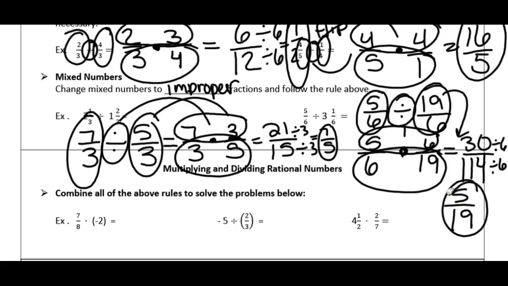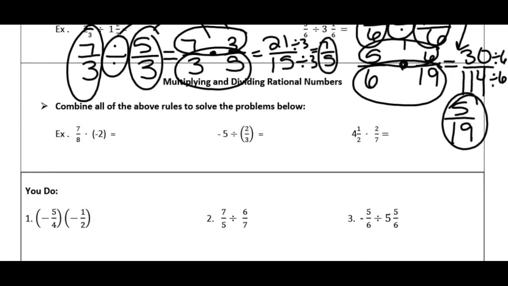Now we have to put it all together. Because you not only have to be able to multiply and divide fractions, but you also have to be able to multiply and divide fractions when they are positive and negative. So looking at this first example, 7/8 times, I'm going to make that -2/1. Because 7/8 is a fraction, I want to make the other number a fraction too. -2 is going to be -2/1. Remember, all numbers can be written as a fraction.